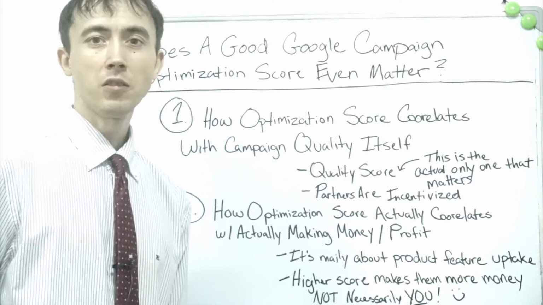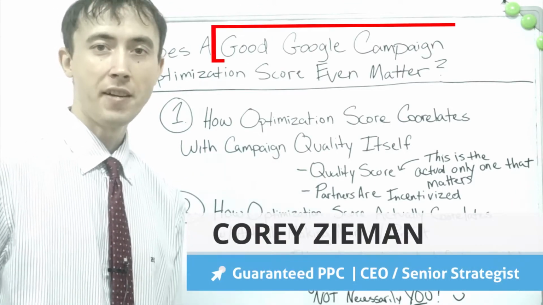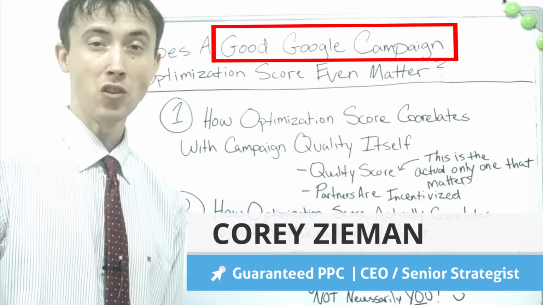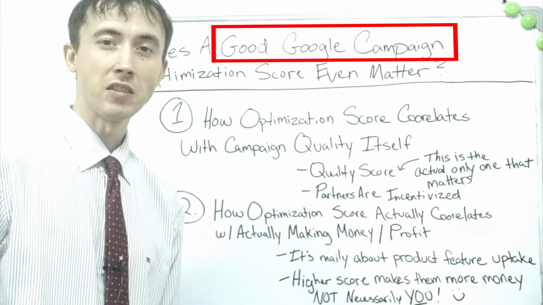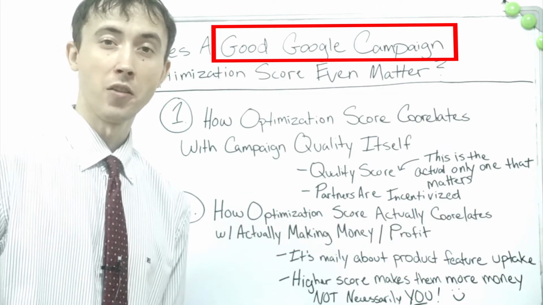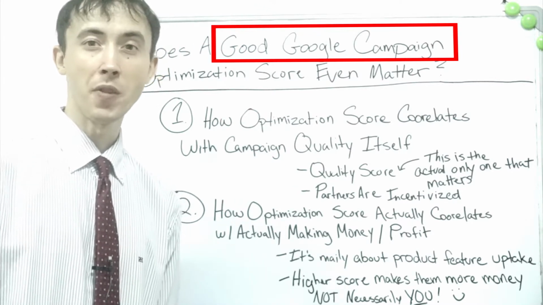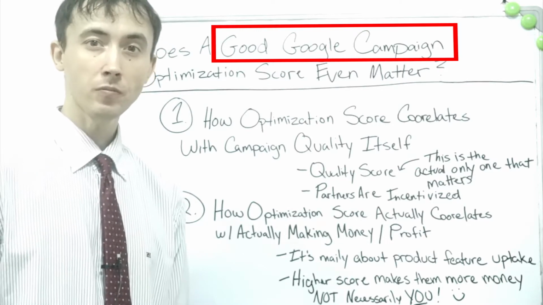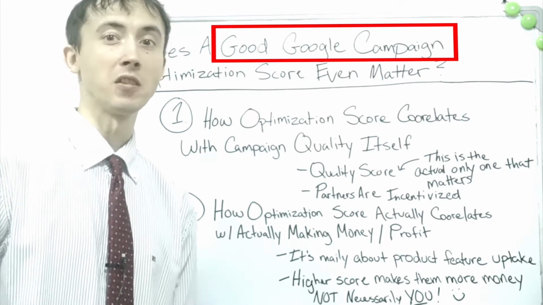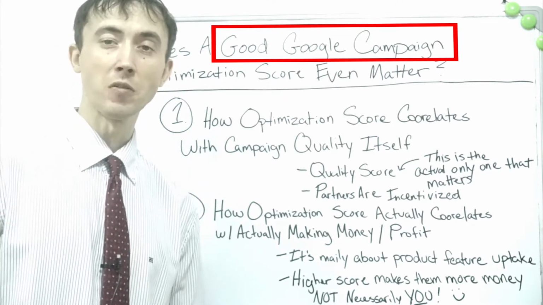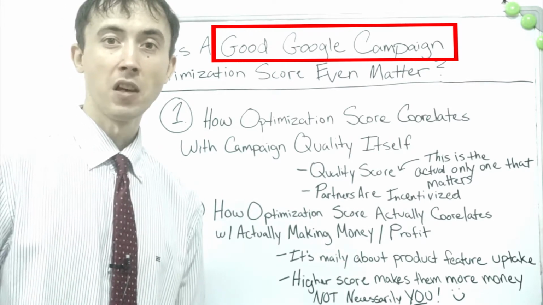Okay, so this video today is about whether or not Google Campaign Optimization Score really has much impact on the results that you're going to see through your campaign, the cost of what you're paying for everything, whether or not you're going to make any money, and just the importance and relevance of it all as a new feature, a fairly new feature in the Google Ads system.